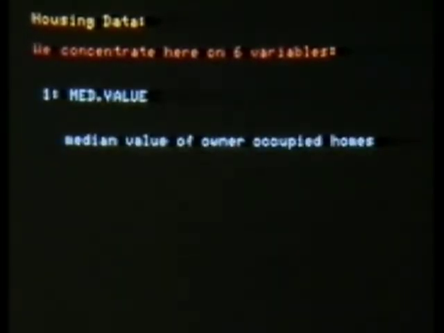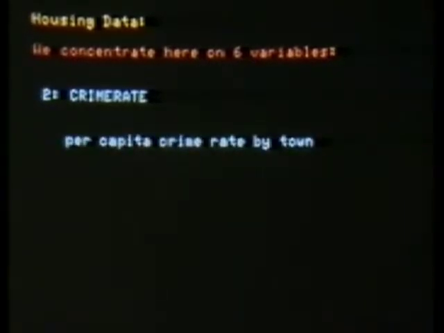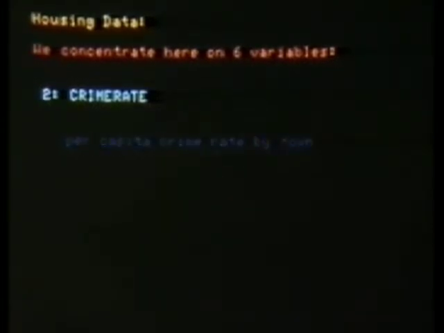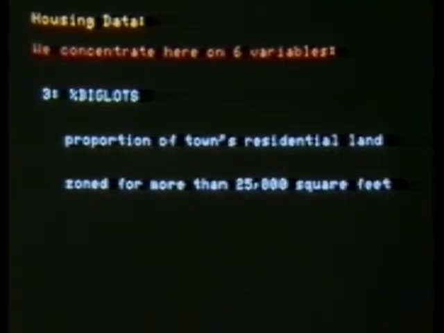Variable 1 is the median value in each census tract of owner-occupied homes. It is intended as a measure of housing prices. Variable 2 is the per capita crime rate in each census tract. Variable 3 is the proportion of residential land that is zoned to be more than 25,000 square feet. It is measured by town rather than by census tract.